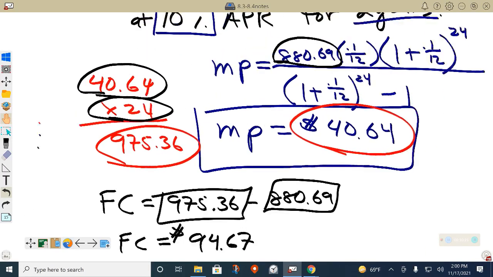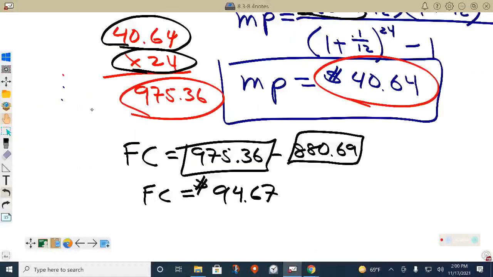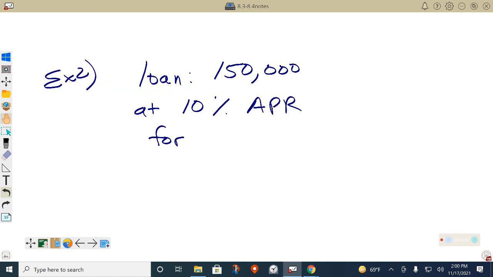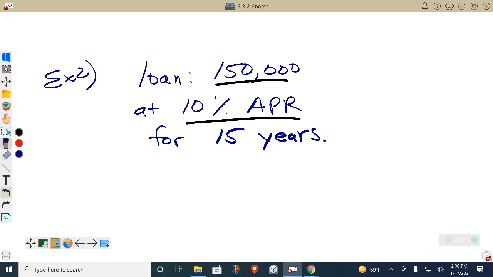Last example. Unless there's any questions. One more example, we're going to do a scavenger hunt. So this is straightforward. This is what you're going to see outside. The loan amount, the APR, the percent APR for, watch this now, 15 years. So I got a 15-year loan for $150,000.